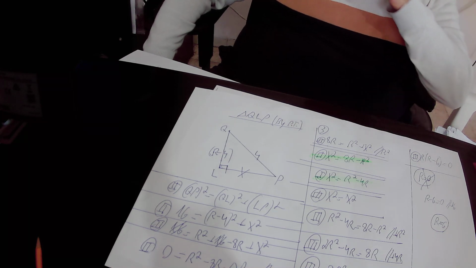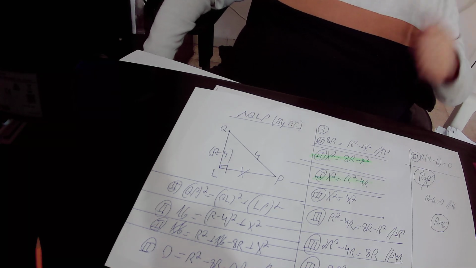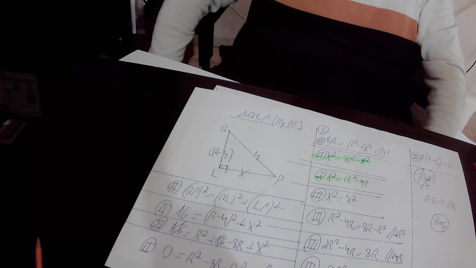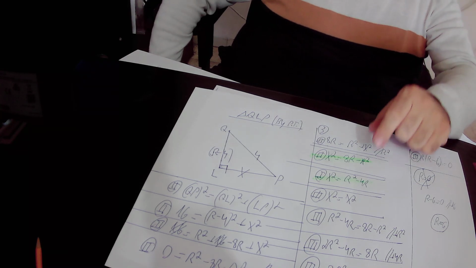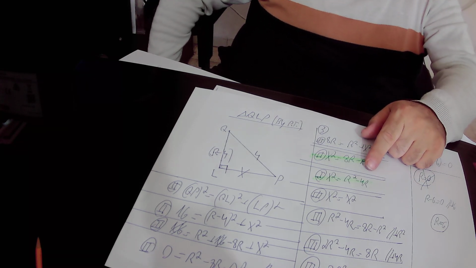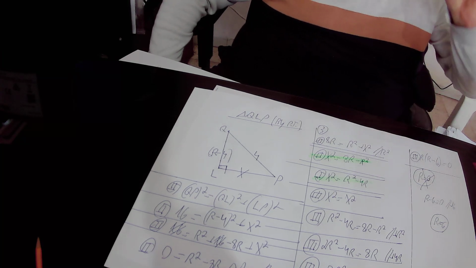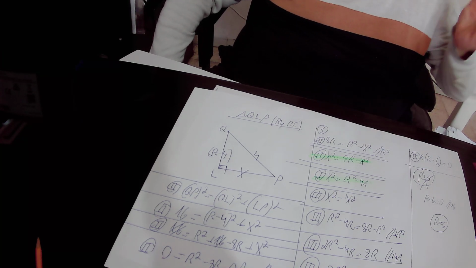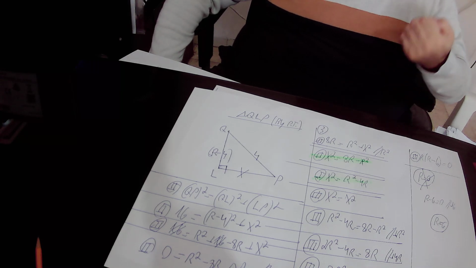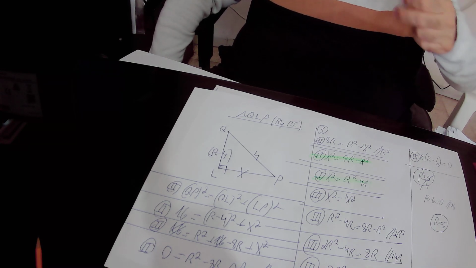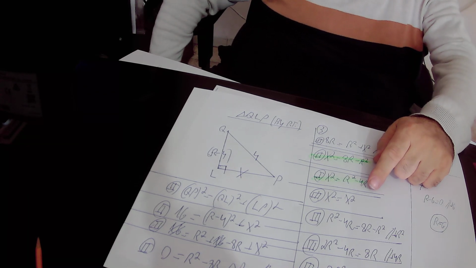So according to equation number 2, X square equals 8R minus R square, while according to equation number 1, X square equals R square minus 4R. So we have two different expressions for X square. Therefore, we created the third equation that states that X square according to equation number 1 must be equal to X square according to equation number 2.